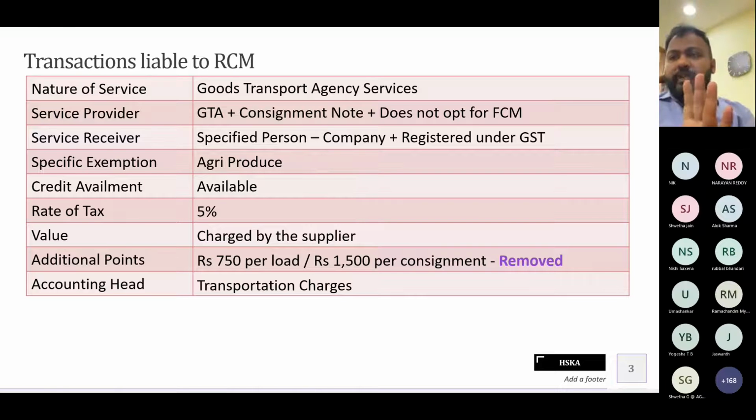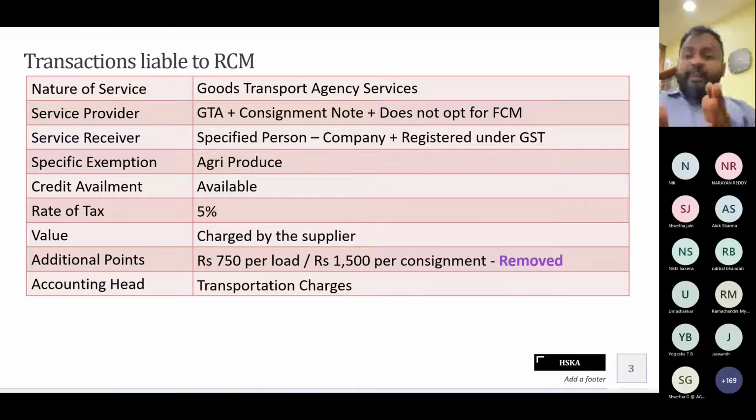When I am required to make payment to the transporter, I become the recipient of service. I am required to discharge the tax under reverse charge mechanism. But if, as per the contract, my customer in Chennai is required to pay the transporter, then he becomes the recipient of service and he is required to pay tax under reverse charge mechanism.